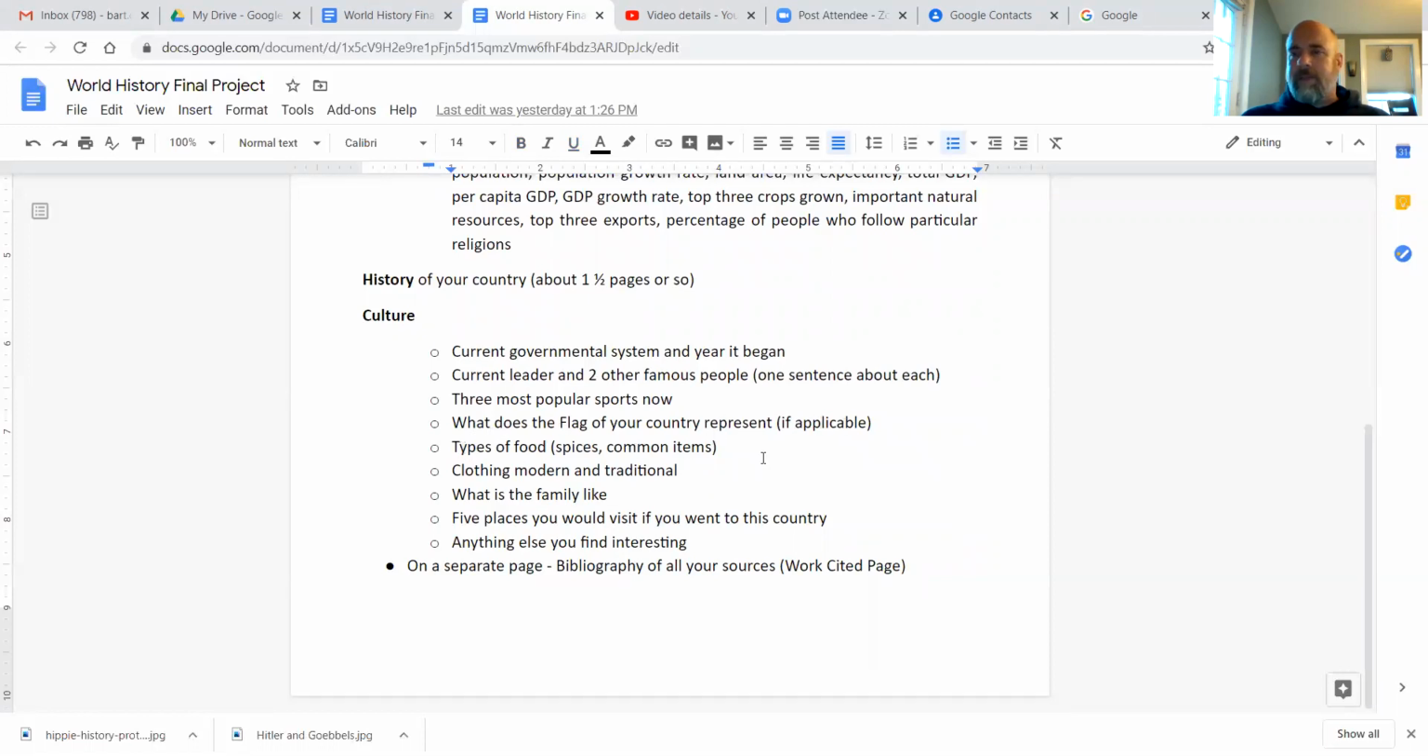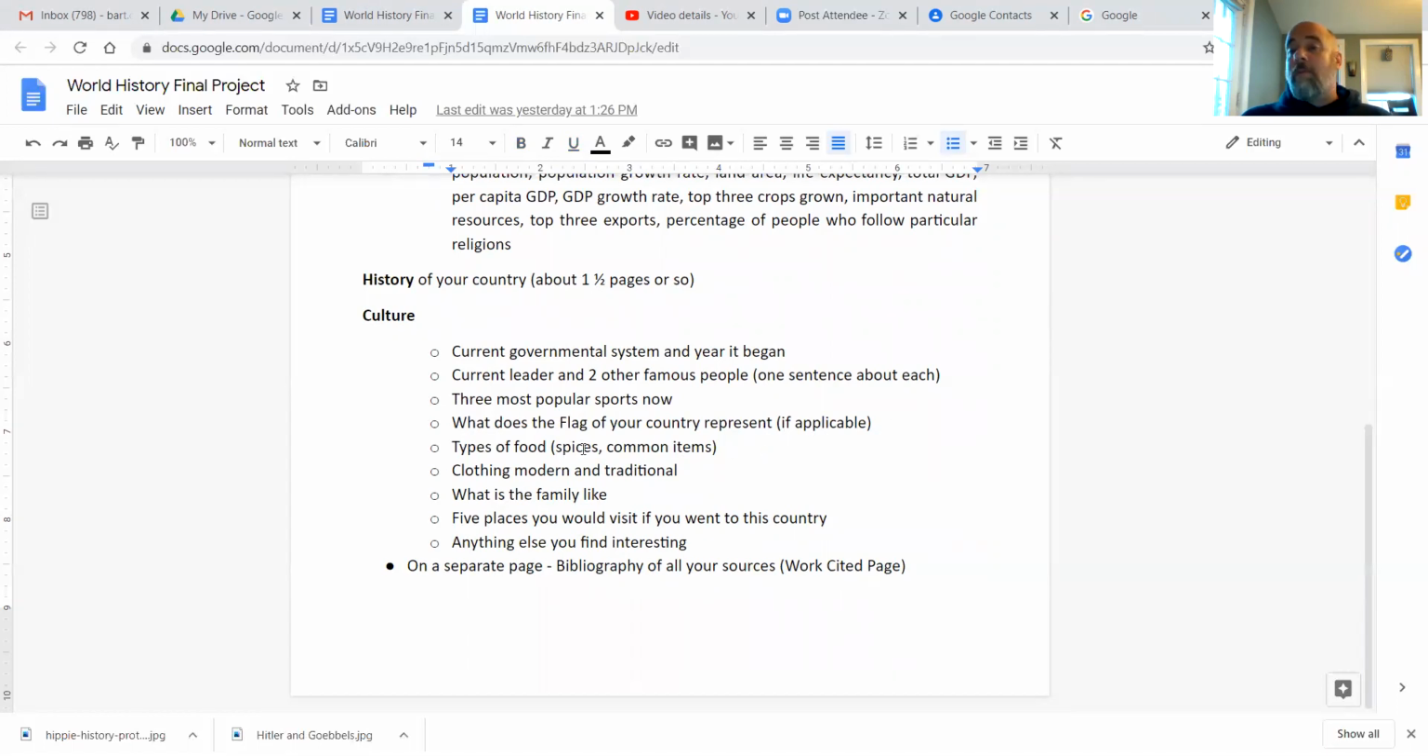What types of food does your country enjoy? And don't think of it as the American version. What I mean by that is, I'm sure Chinese food in America is different than Chinese food in China. There are probably some similarities, but try to be precise as to what typically people in the country you're covering eat. What kind of spices do they like? What are some common items they choose to eat?